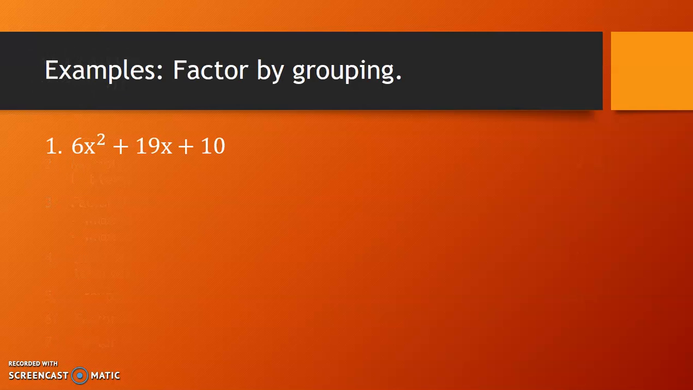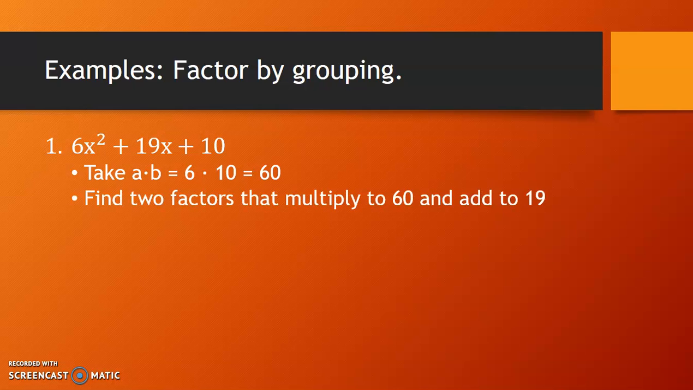So let me show you an example here. We have 6x squared plus 19x plus 10. So I'm going to take my a times my c, which would be 6 times 10, which is 60. So I need two factors that multiply to 60, and they have to add to 19. So the numbers that do that are 4 and 15. 4 times 15 would give me 60, and 4 plus 15 would give me 19.